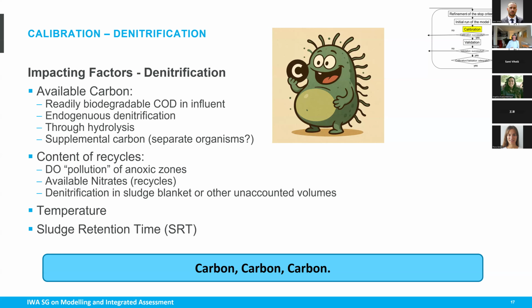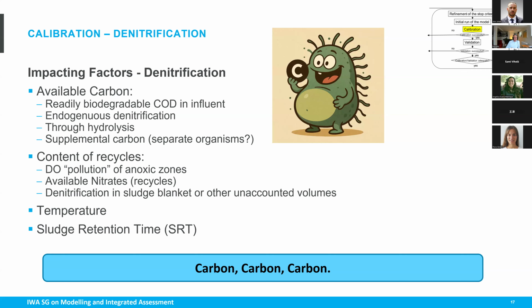The second one is content of your recycles. So if you recycle, there's a lot of nitrate, but at times also DO recycled back. Some people call that DO pollution of the anoxic zones. That is basically the internal mixed liquor recycle bringing back DO, and then, of course, the heterotrophs like eating this oxygen more than using nitrates. So denitrification goes down. The same with nitrates, right? So if you are running out of nitrates, there is no denitrification.